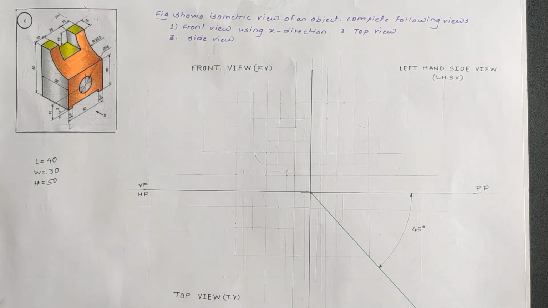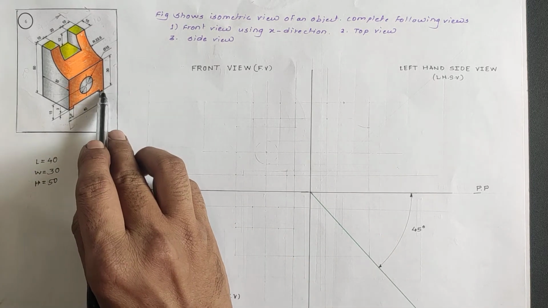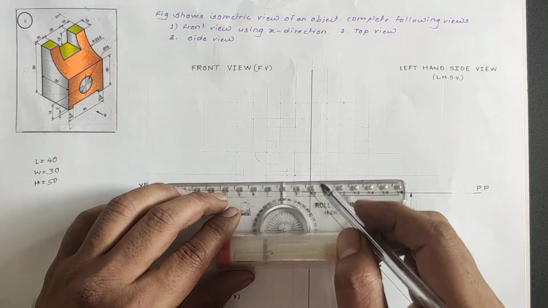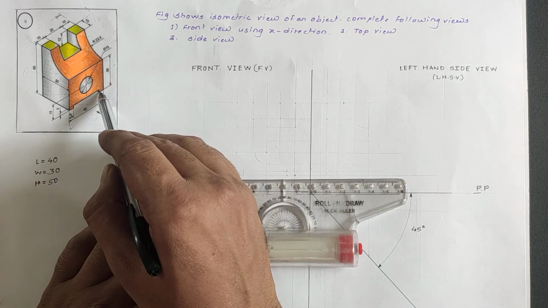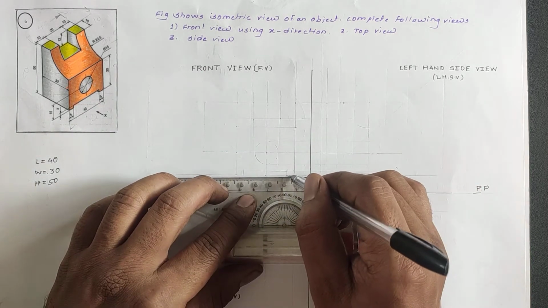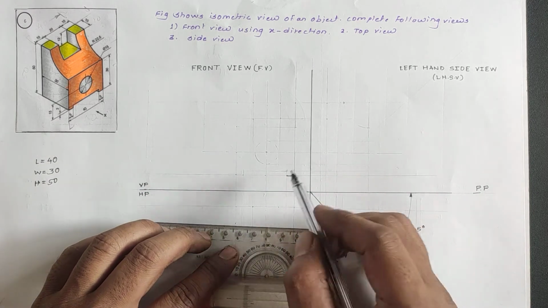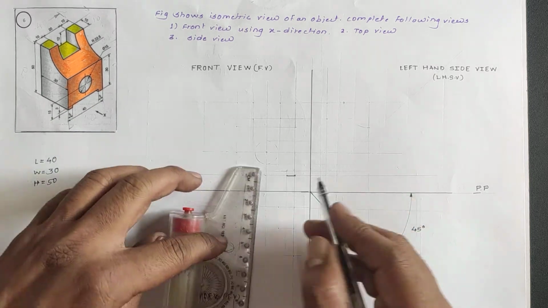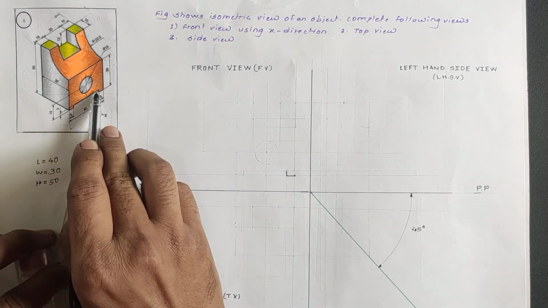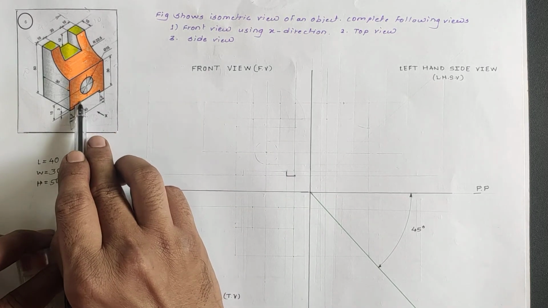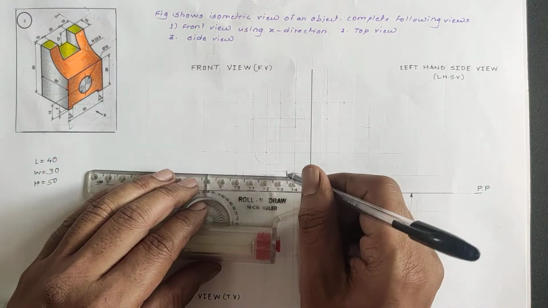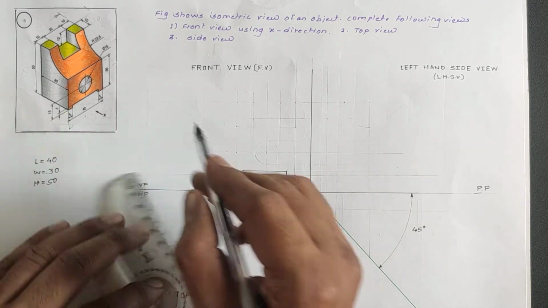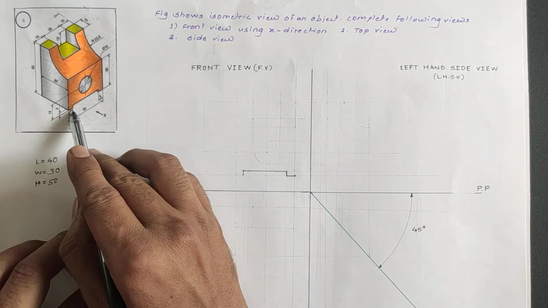Now take the scale or roller and draw. From this corner we are going to start. This is the corner, and first draw this horizontal line of 5 mm. Then an internal cavity is present throughout the object, that is 3 mm. Draw a vertical line 3 mm, then horizontal 40 mm, again vertically 3 mm, horizontally 5 mm.